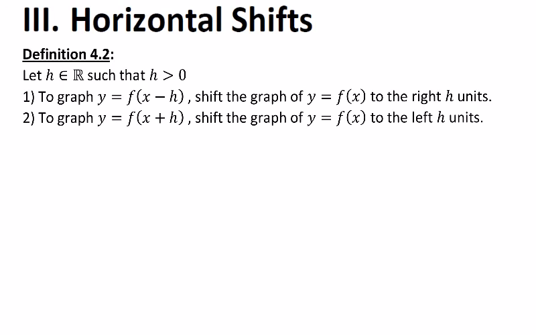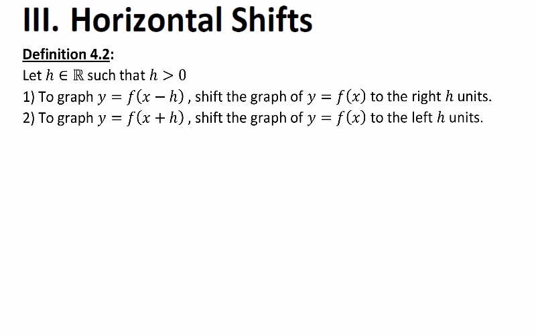In part 3 of section 4, we're going to talk about horizontal shifts. There's only two types of shifts, vertical versus horizontal. When we talked about vertical shifts, we talked about adding or subtracting a real number, and we were doing that to the function value itself, to f of x.